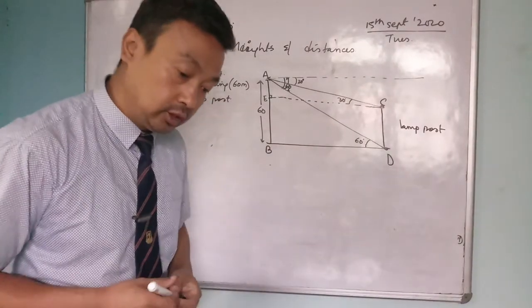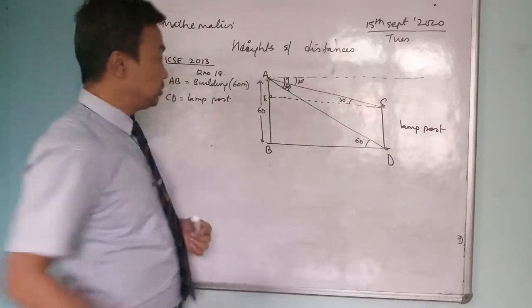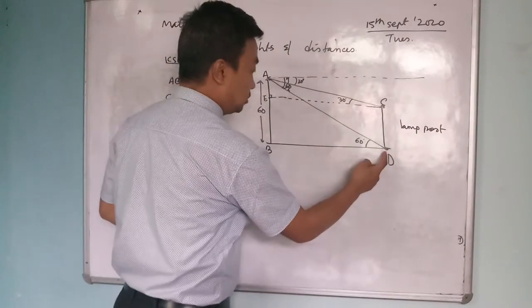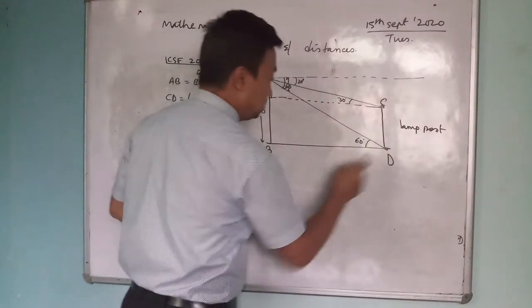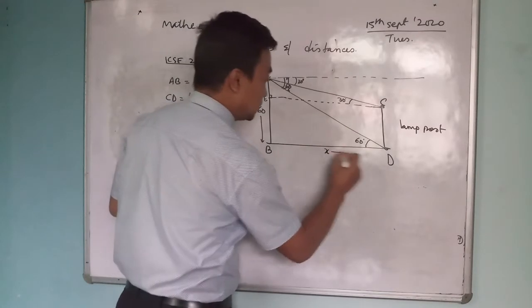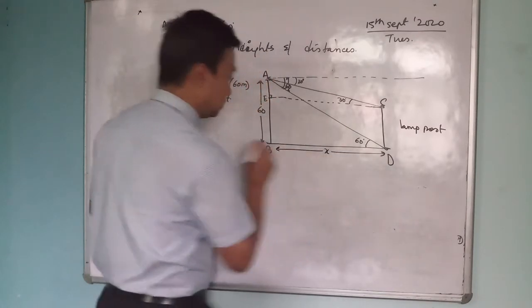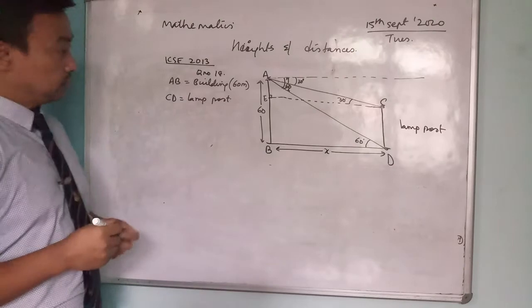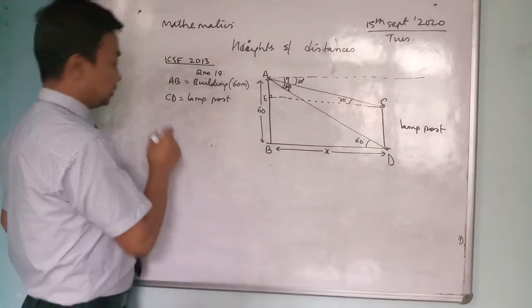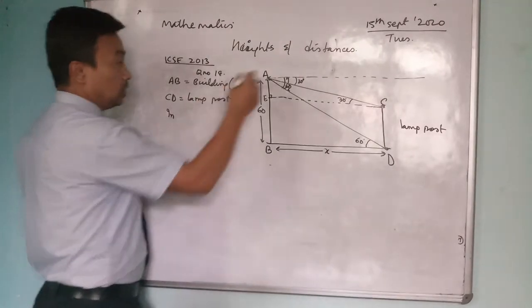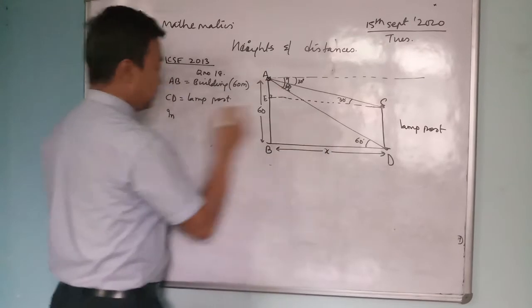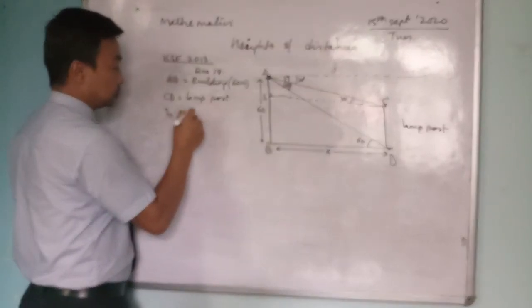Now first thing is, what is the horizontal distance between the building and the tower? So you have to find this horizontal distance BD. So let the horizontal distance be x. Now you have to figure out the two right angle triangles. Let us start. In right triangle ABD, let us take that.